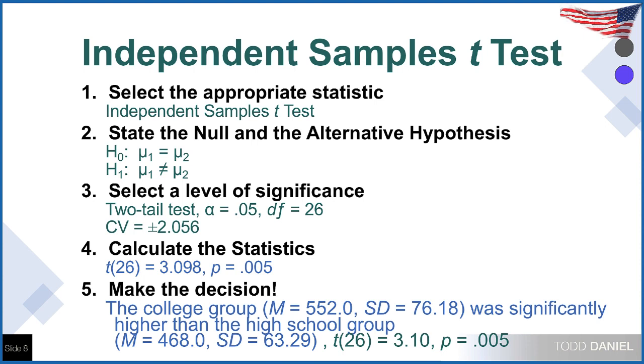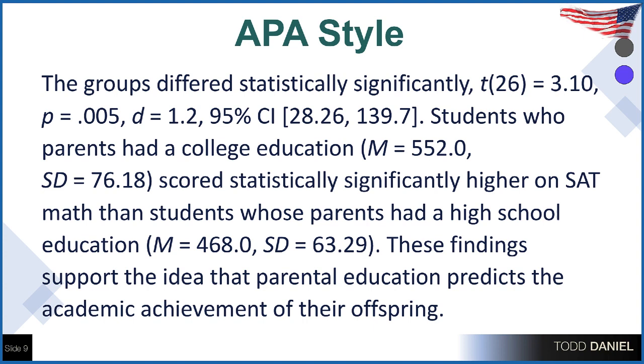The college group, with its mean and standard deviation, was statistically significantly higher than the high school group with its mean and standard deviation. And now, because I know which group is higher, it's okay for me to say that this group is higher, even though my hypothesis was that they were different. And so now let me put all of that together in the APA style write-up. I'm not going to read all of this for you, but I'll point out each of the elements.